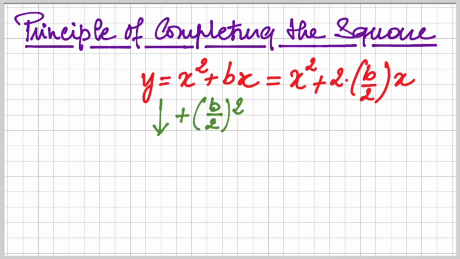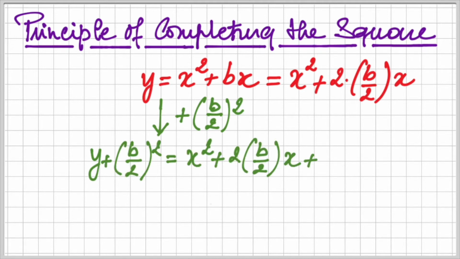In order to make this a complete square, I have to add to both sides (b divided by 2) squared. So let's do that to the left-hand side and to the right-hand side of the equation. We find that the left-hand side is equal to y plus (b divided by 2) squared. And the right-hand side is x squared plus 2 times b divided by 2 times x plus (b divided by 2) squared. So basically, since we added the same term to both sides, we conserve the equality.